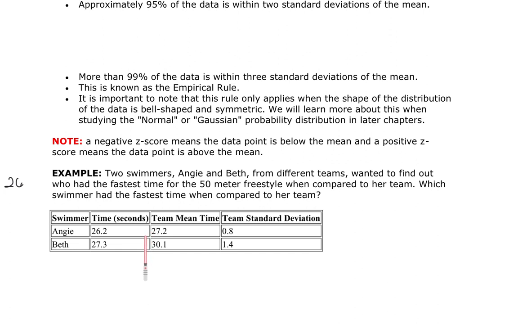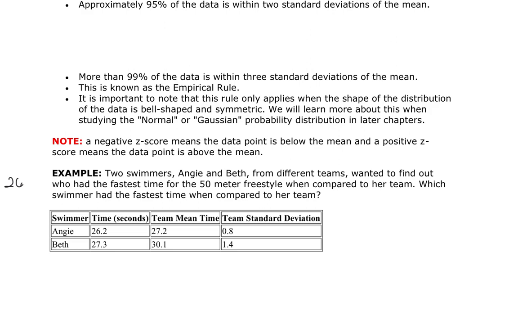We're going to use z-scores to determine, in this case, these two swimmers, Angie and Beth, from two different teams, wanted to find out who had the fastest time for the meter freestyle when compared to the team. Which swimmer had the faster time? Now, Angie, in and of herself, had a shorter time than Beth, but when we compare her values to their team, that may not be true. So we're going to use the z-score to do this comparison.